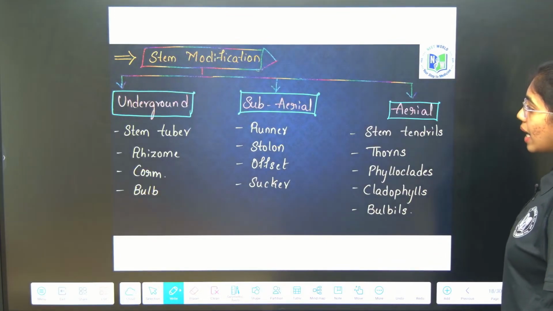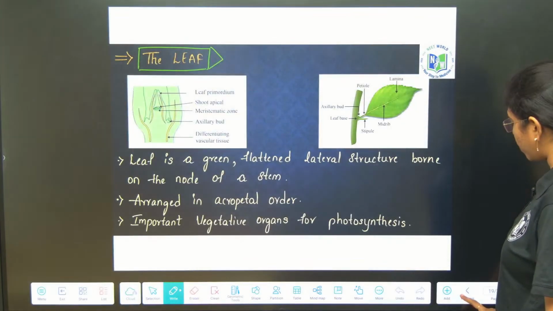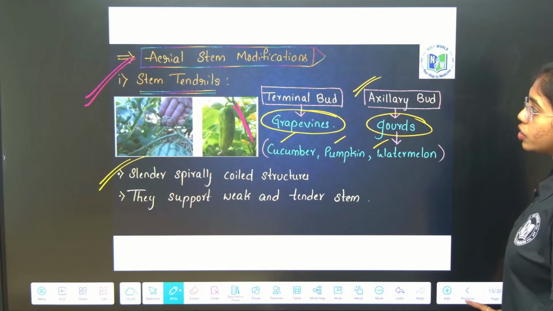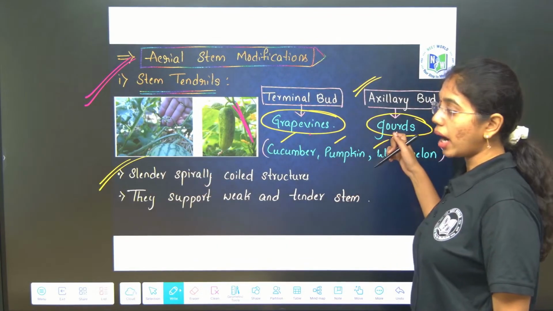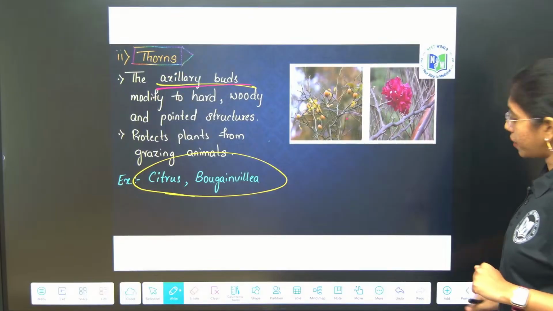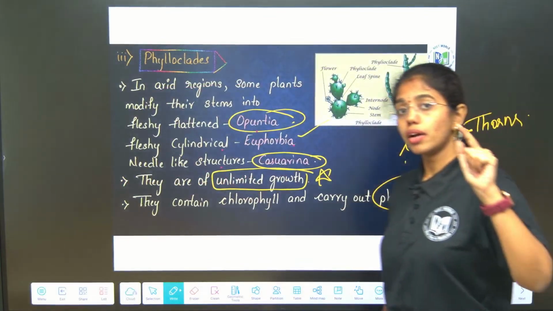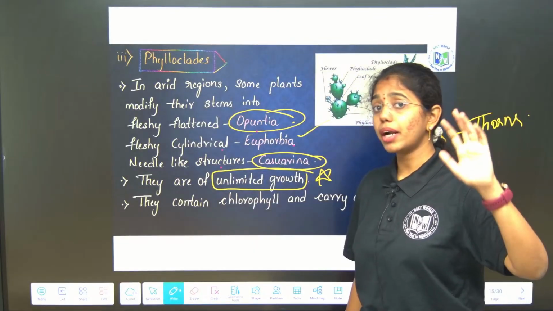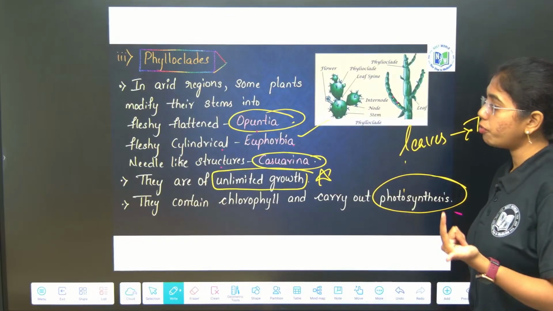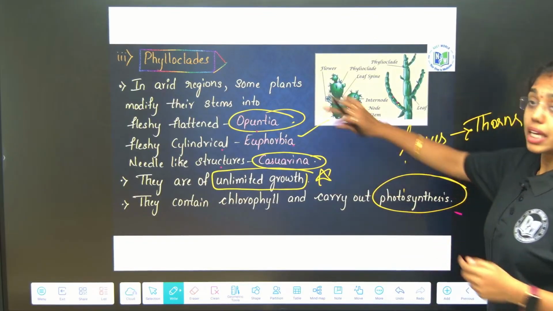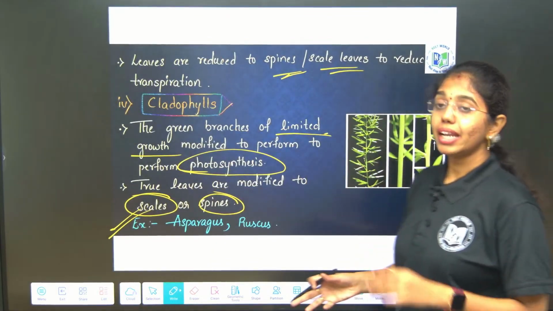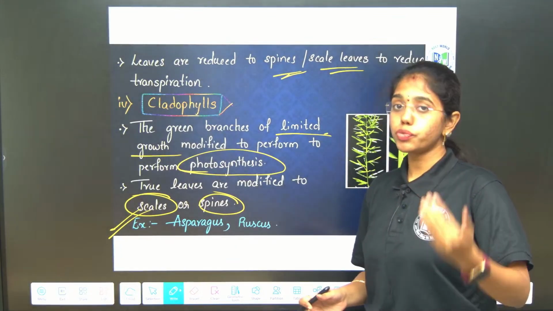Bulbils. So, what are the subaerial stem modifications that we have? Subaerial and aerial stem modifications we have gone through, ma. Aerial stem modifications, first is tendrils, grapevines and gourds. Gourd examples cucumber, pumpkin and watermelon. Thorns, citrus and bougainvillea. Tendril or thorn is what modification of stem? Axillary bud or terminal bud is modified. Phylloclades, fleshy flattened opuntia, cylindrical euphorbia, needle like structures casuarina. These are the branches of unlimited growth. Cladophylls are the branches of limited growth, the green branches which perform photosynthesis.